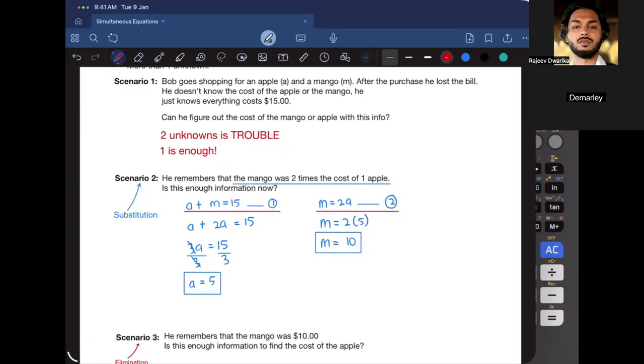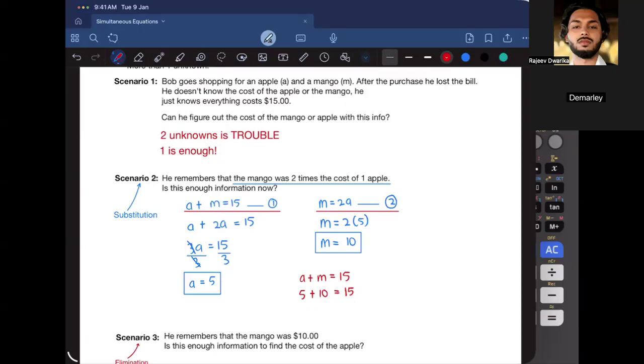Let me show you what I mean by that. So the apple plus the mango is equal to 15. It's supposed to? Yes. So A plus M is supposed to be equal to 15. And so, what did we find A to be? We found A to be 5. And what did we find M to be? 10. Does that give us back 15? Yes, because 5 plus 10 is 15, right?